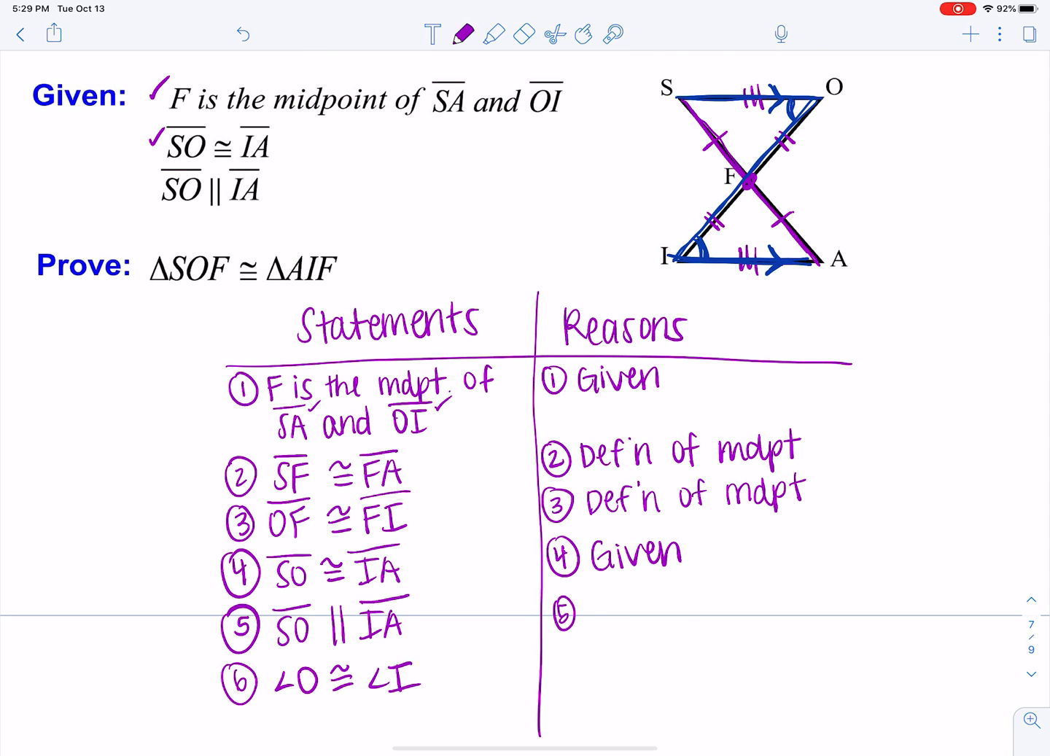Oops, I forgot to put given for number 5. So the alternate interior angle theorem says if two parallel lines are cut by a transversal, which we know those two lines are parallel, then alternate interior angles are congruent.